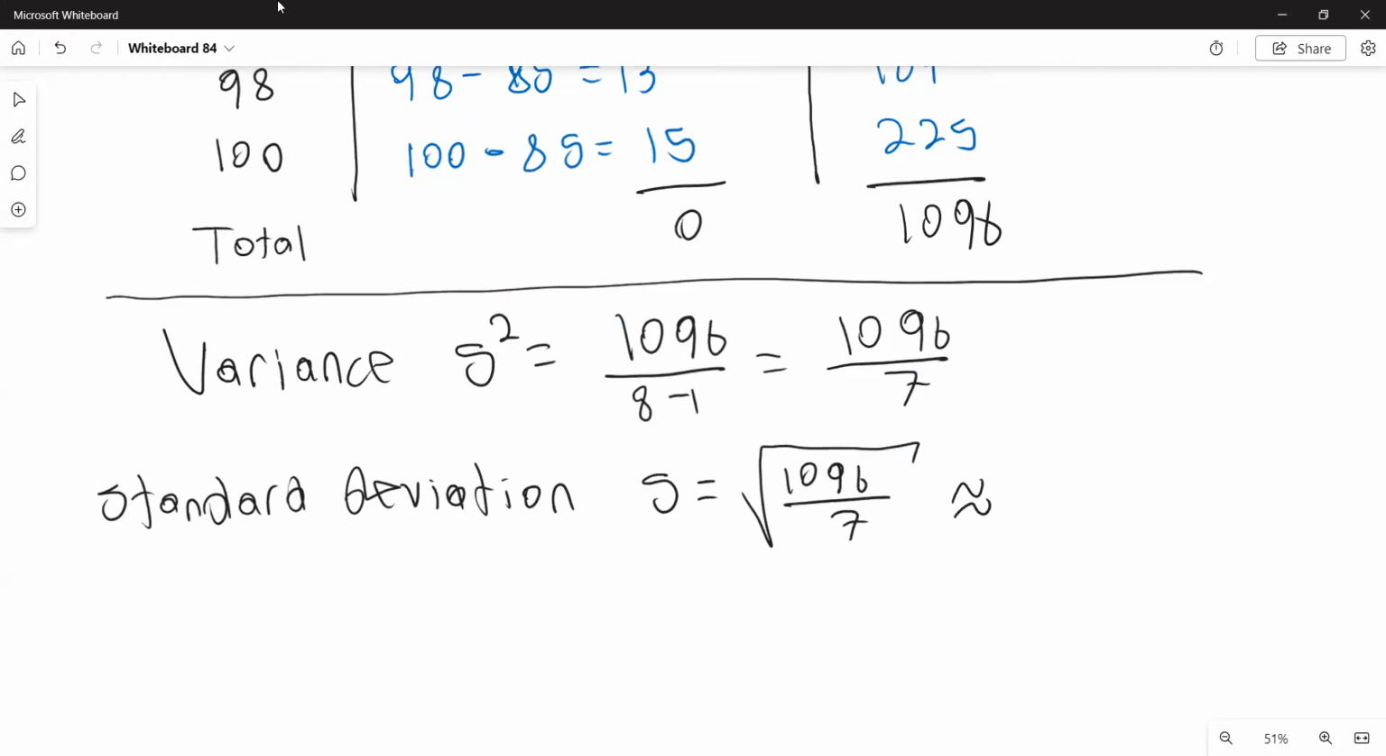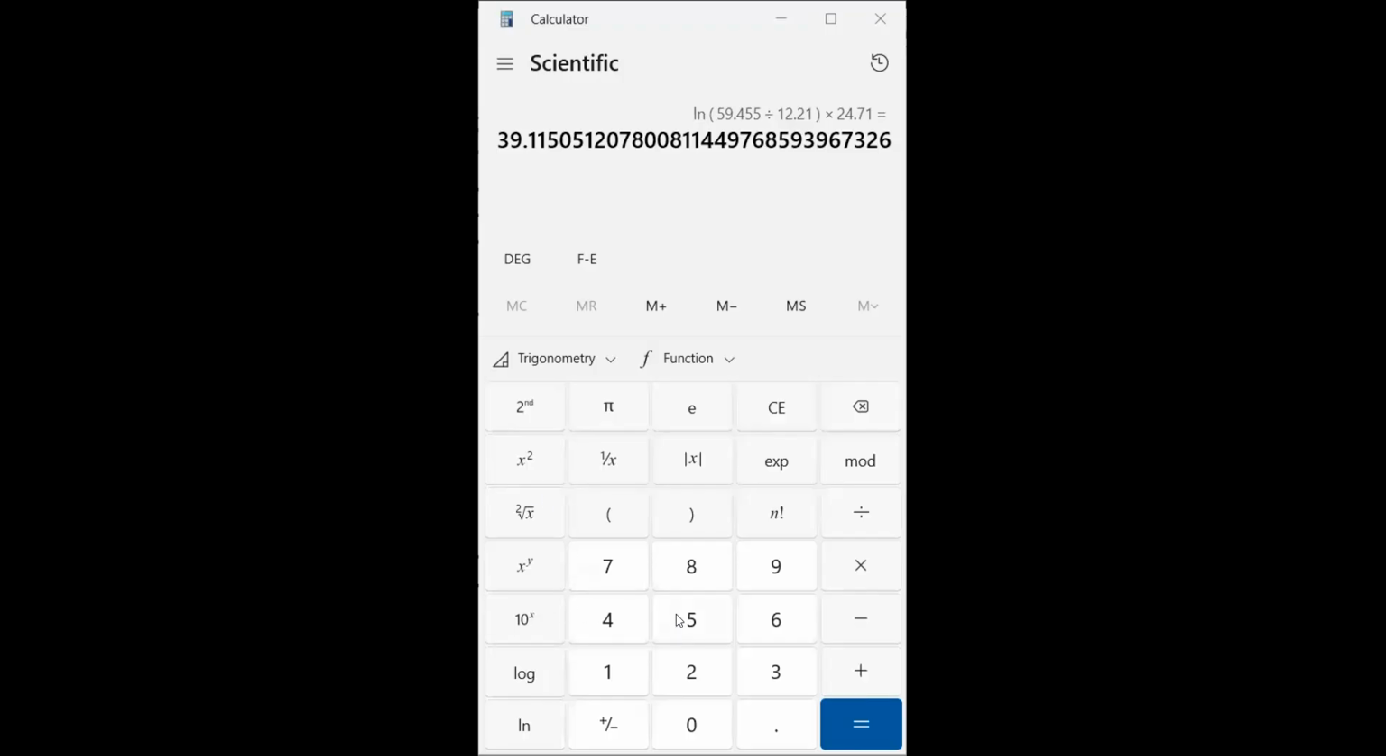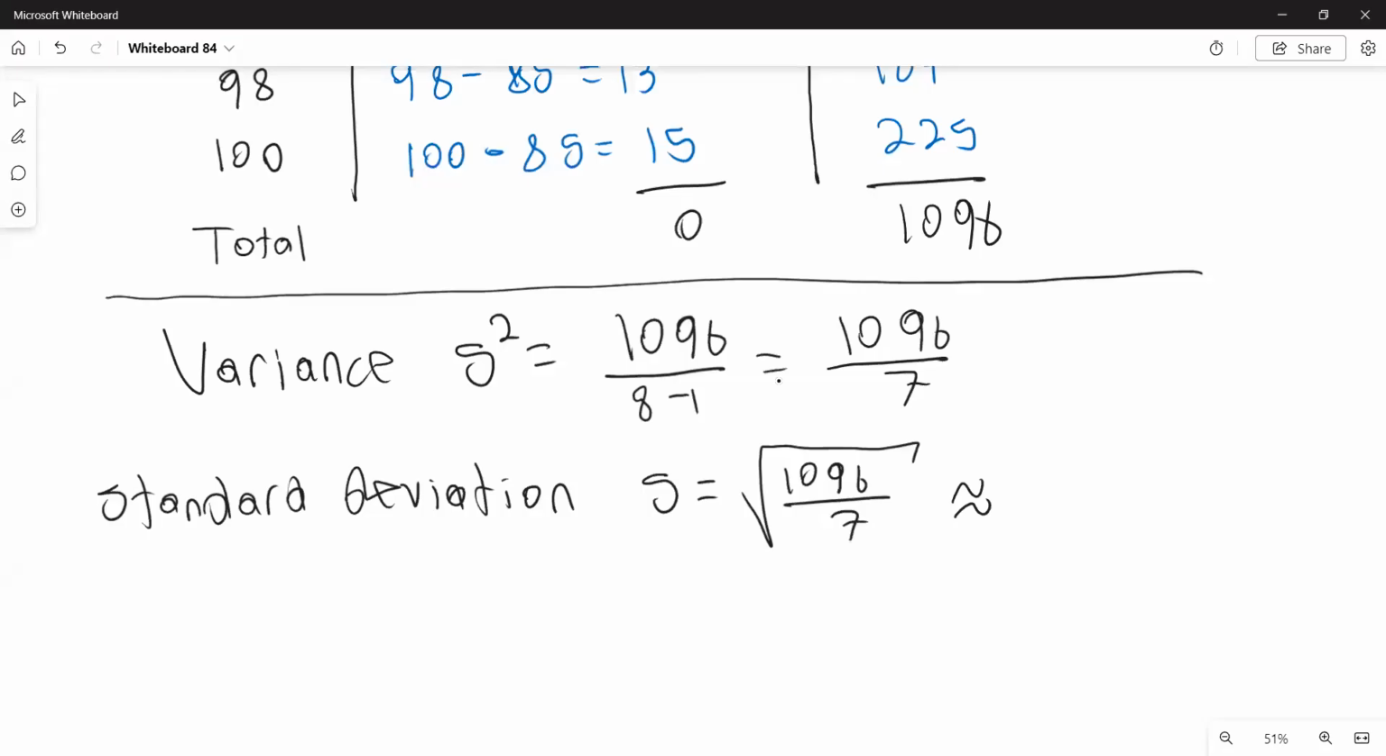Okay, so let's calculate that. This is 1096 over 7, and we take the square root. So that's approximately 12.51. And that's it.